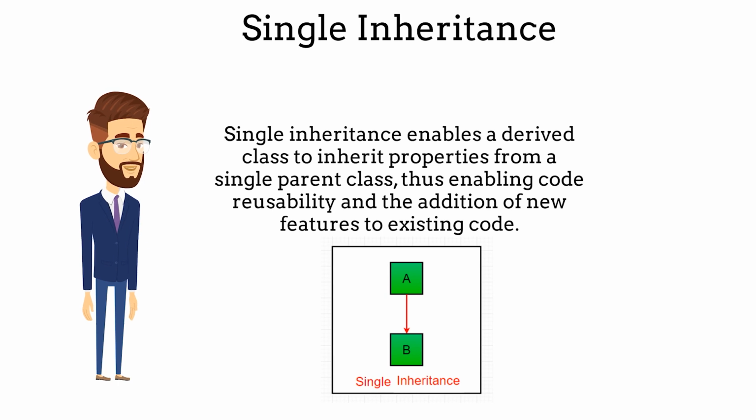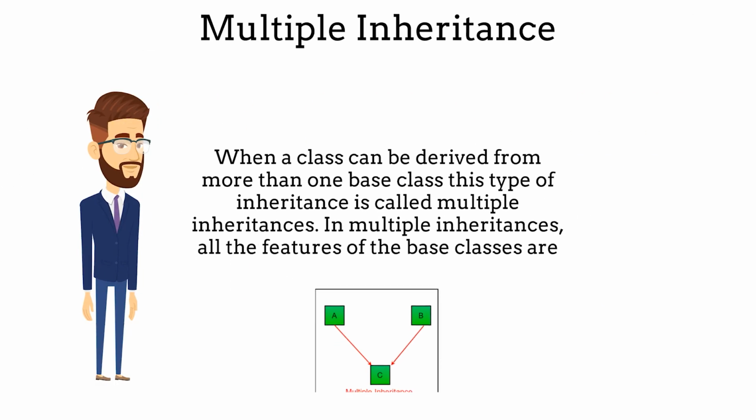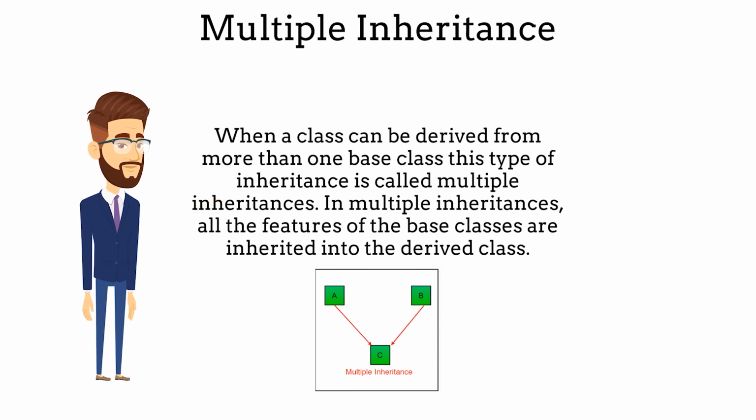Starting from single inheritance. Single inheritance enables a derived class to inherit properties from a single parent class, thus enabling code reusability and the addition of new features to existing code. The given image is the visual representation of single inheritance. Multiple inheritance. When a class can be derived from more than one base class, this type of inheritance is called multiple inheritance. In multiple inheritance, all the features of the base classes are inherited into the derived class. The given image is the visual representation of multiple inheritance.